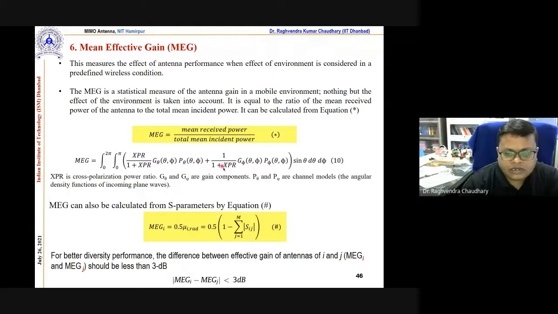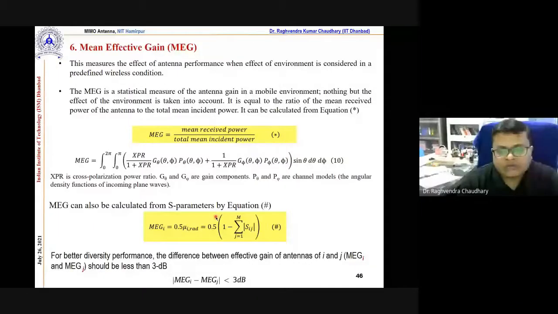Here, let us assume that you have two antennas, or a 2x2 antenna system, a MIMO system. You have to find MEG1 and MEG2. The difference between them should be less than 3 dB.